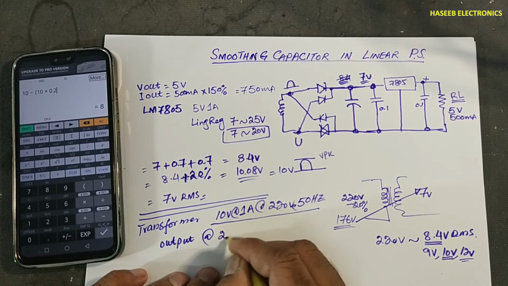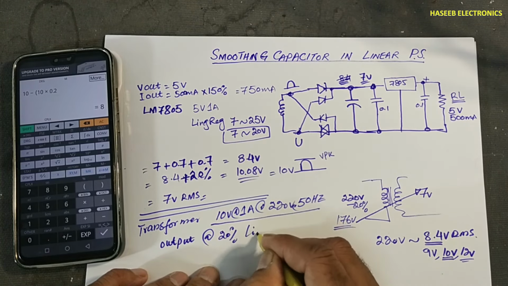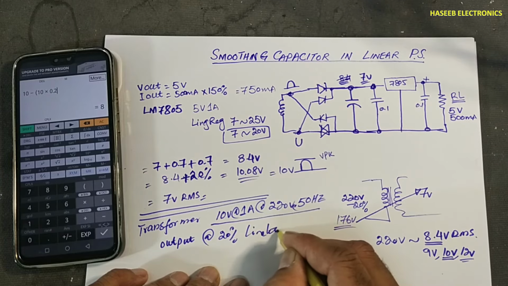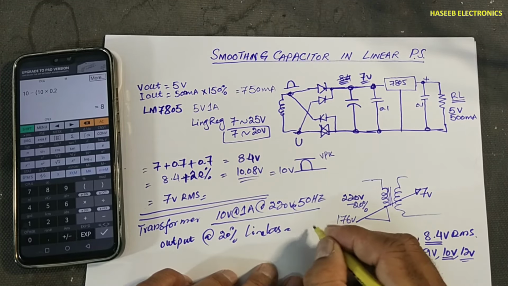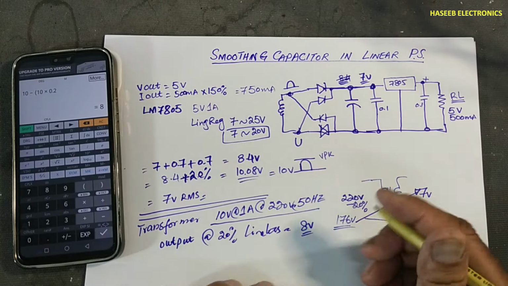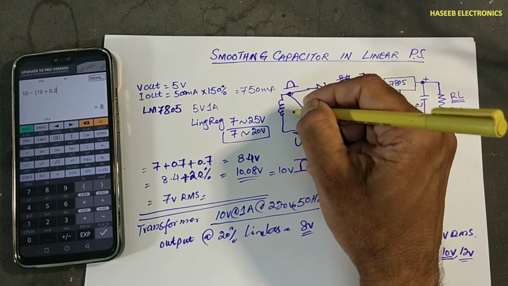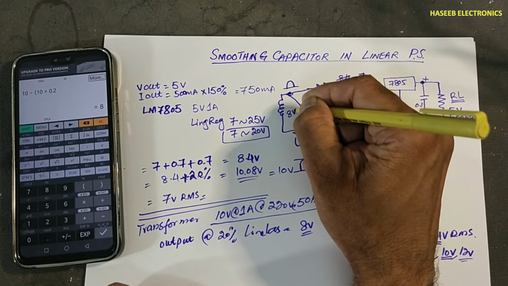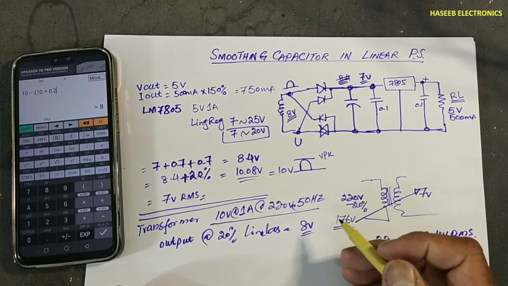Output at 20% line loss, that is 8 volt RMS. We can say an 8 volt RMS transformer is good.